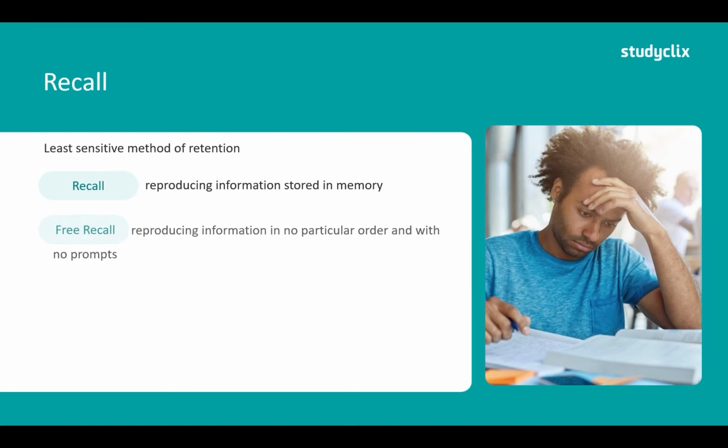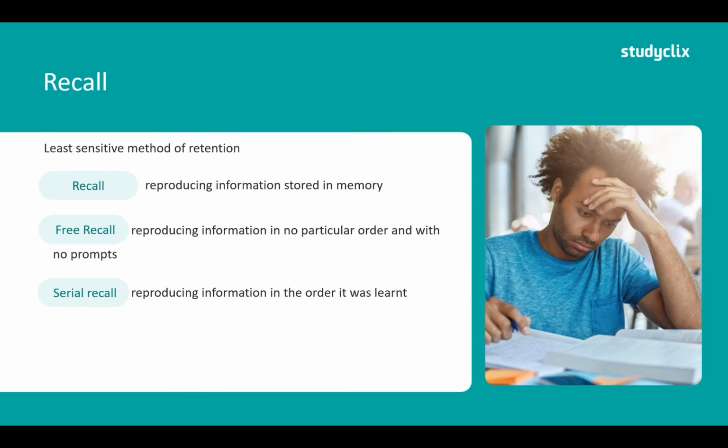So we have free recall, which is reproducing information in no particular order and with no prompts. So think about if you sat there with a white piece of paper and you wrote down everything you knew about memory. So you wouldn't have to write down in any particular order and you would have no prompts to help you. So next we have serial recall.